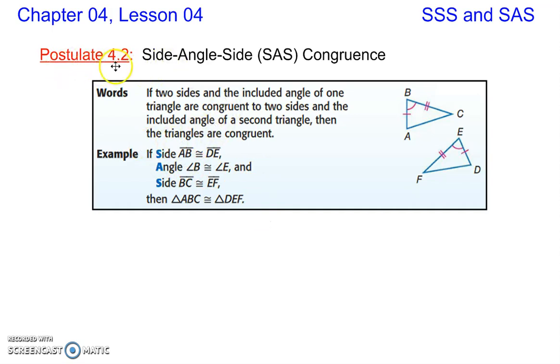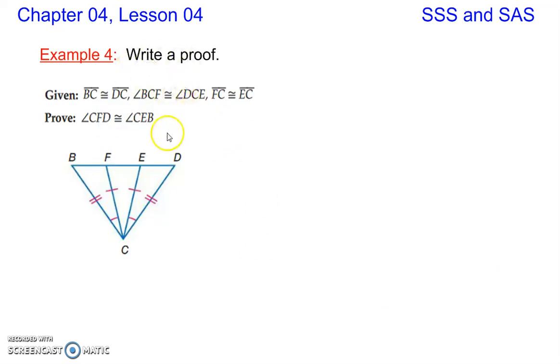Okay, postulate 4.2 is side angle side congruence, or SAS congruence. Okay, that says if two sides and the angle between them. So if two sides and the included angle of one triangle are congruent to two sides and the included angle of a second triangle, then those triangles are congruent. So if I want to write a proof for this, here we go.